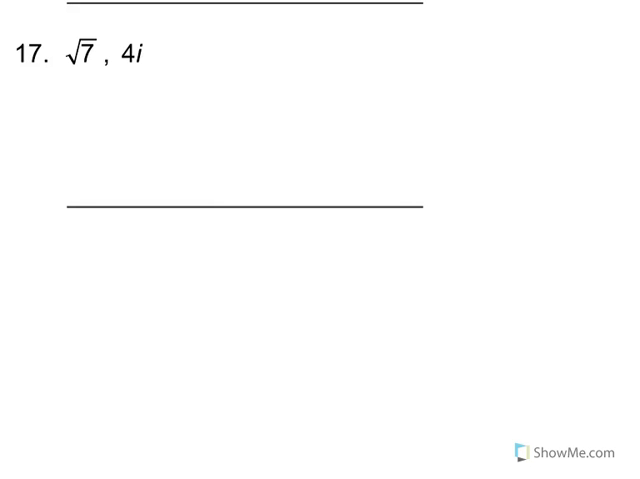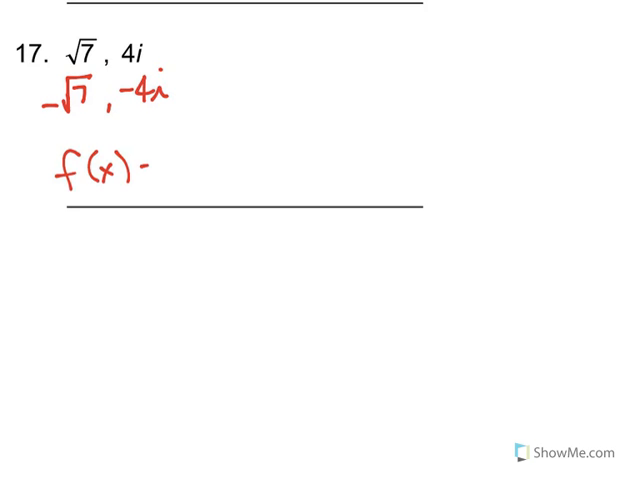Number 17, the directions are the same as 15 and 16, which means to write the simplest polynomial function with the given zeros. So the first thing we need to do is identify the other zeros that are hidden. So if radical 7 is a root, then negative radical 7 is also a root. And if 4i is a root, then negative 4i is also a root.